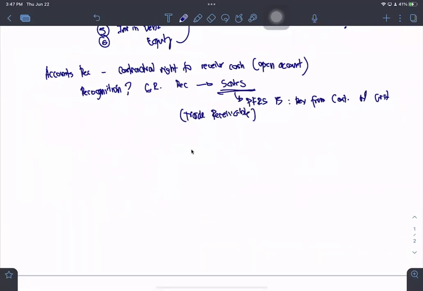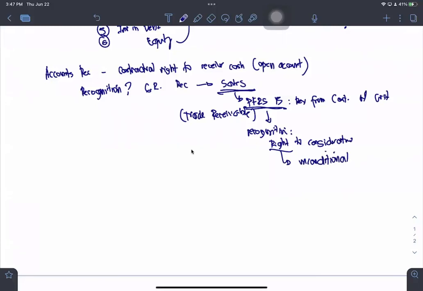Trade receivable. Since it is tied up to your sales, the recognition comes from PFRS 15. So how do we recognize it under PFRS 15? The recognition under PFRS 15 is whenever there is already a right to the consideration, and that particular right must be unconditional.